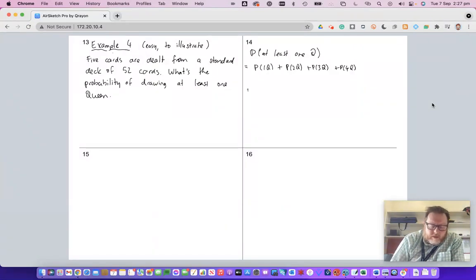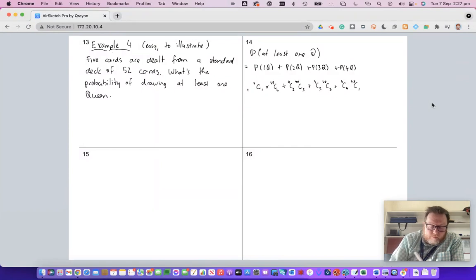If I draw 1 queen, how many ways can I do that? From the 4 in the deck, I'm choosing 1, and then that leaves me with 48 non-queens from which I'm choosing 4 to make my 5 cards up. Or, hence plus, for 2 queens, from the 4 choosing 2, and from the 48 choosing 3. Or from the 4 choosing 3, and from the 48 remaining choosing 2. Or from the 4 choosing 4, and from the 48 choosing 1.